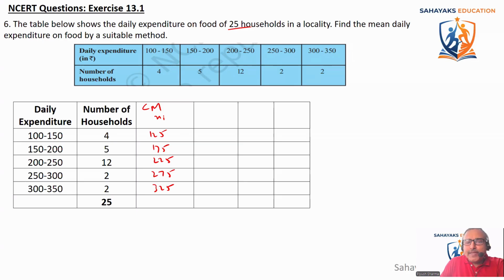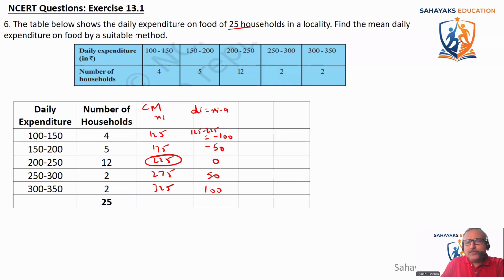Now we are going to find the assumed mean. Let's assume some middle number as the assumed mean. Then we'll find the value of deviation, di, that is equal to xi minus a. So 125 minus 225 comes out to be minus 100. And 175 minus 225 comes out to be minus 50. 225 minus 225 is 0. 275 minus 225 is 50. And 325 minus 225 comes out to be 100.